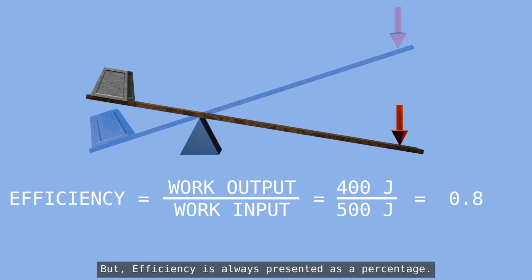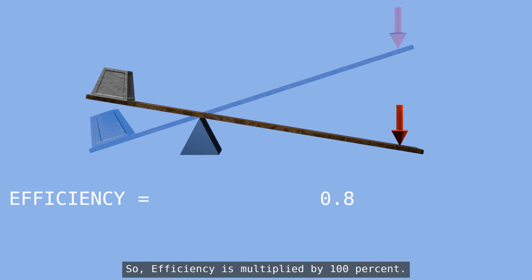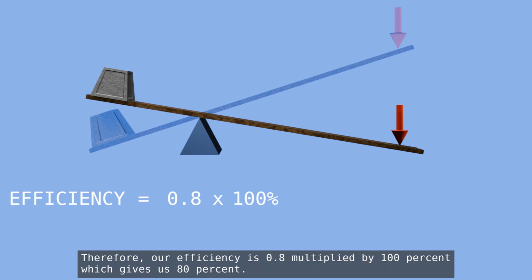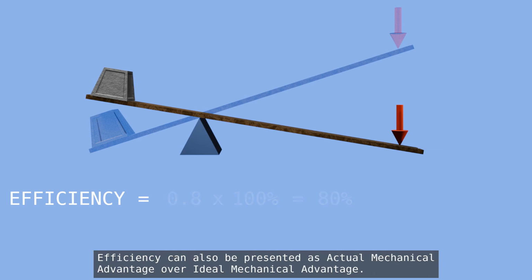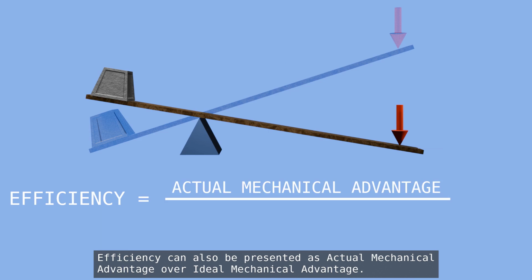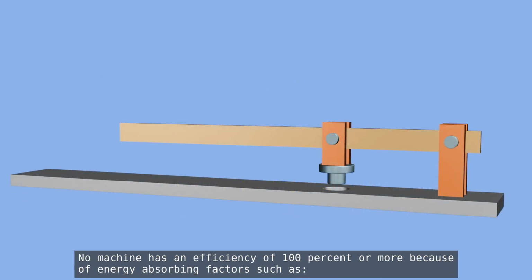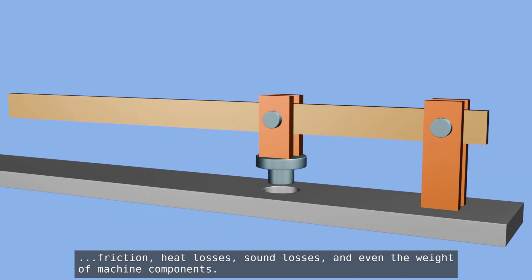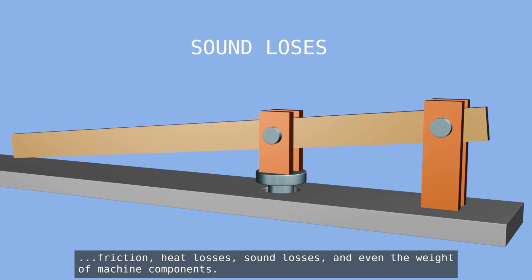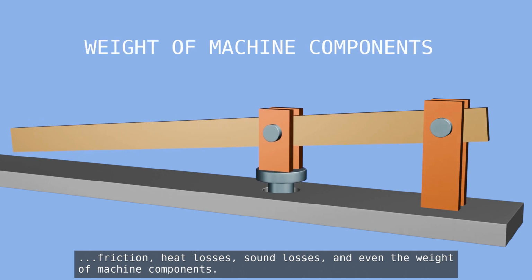But efficiency is always presented as a percentage, so efficiency is multiplied by 100%. Therefore, our efficiency is 0.8 multiplied by 100%, which gives us 80%. Efficiency can also be presented as actual mechanical advantage over ideal mechanical advantage. No machine has an efficiency of 100% or more because of energy absorbing factors such as friction, heat losses, sound losses, and even the weight of machine components.